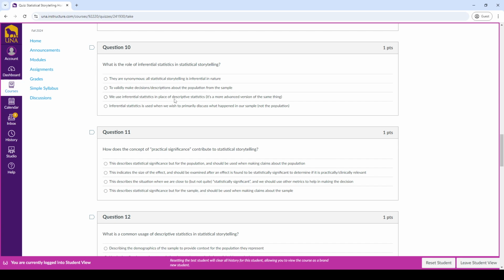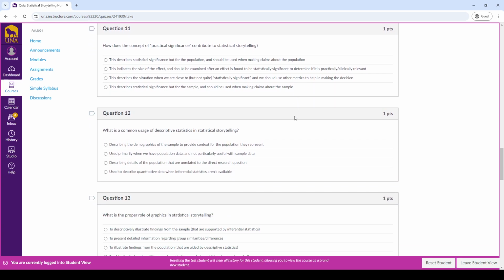We use inferential statistics in place of descriptive statistics. It's a more advanced version of the same thing. No, not really. And inferential statistics is used when we wish to primarily discuss what happened in the sample, not the population. This is the opposite of these words. So we're going to go with option B here. Validly make decisions, descriptions about the population from the sample. This is the definition and purpose of inferential statistics, is trying to talk about the population using information from the sample.